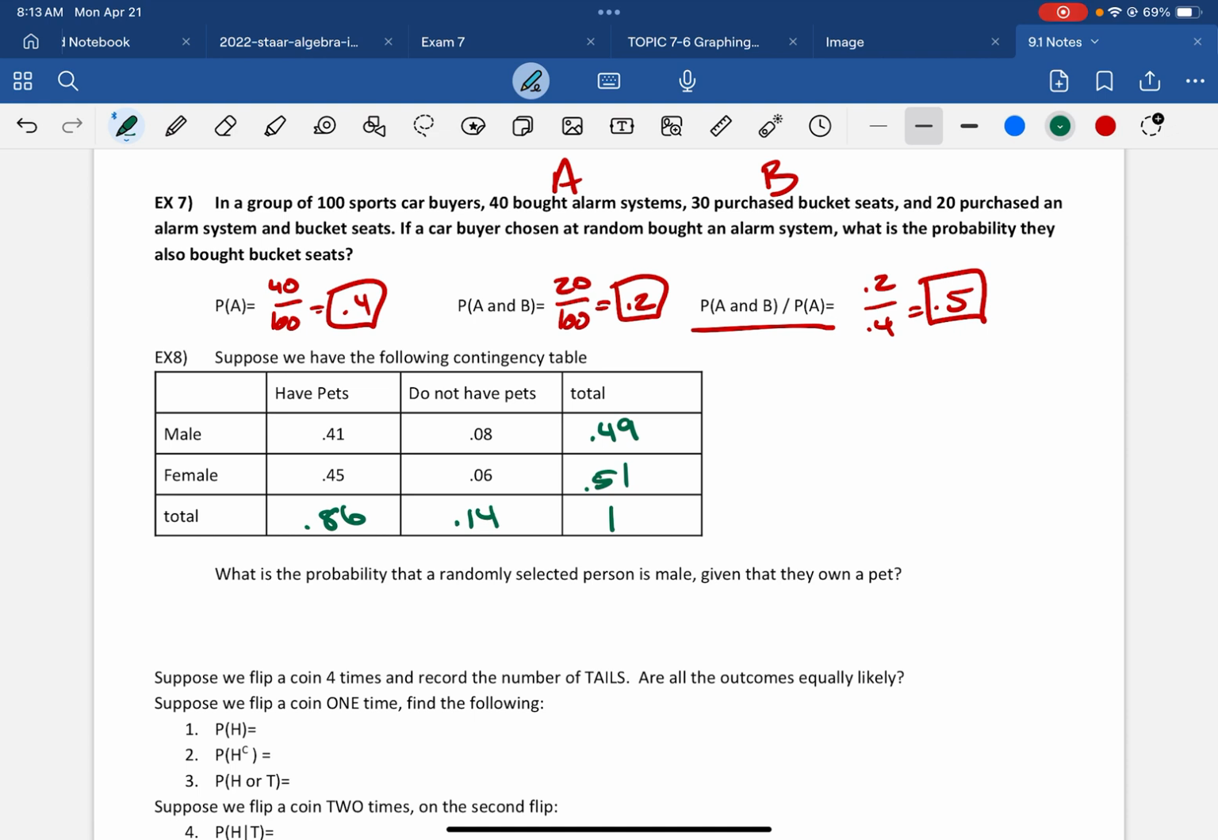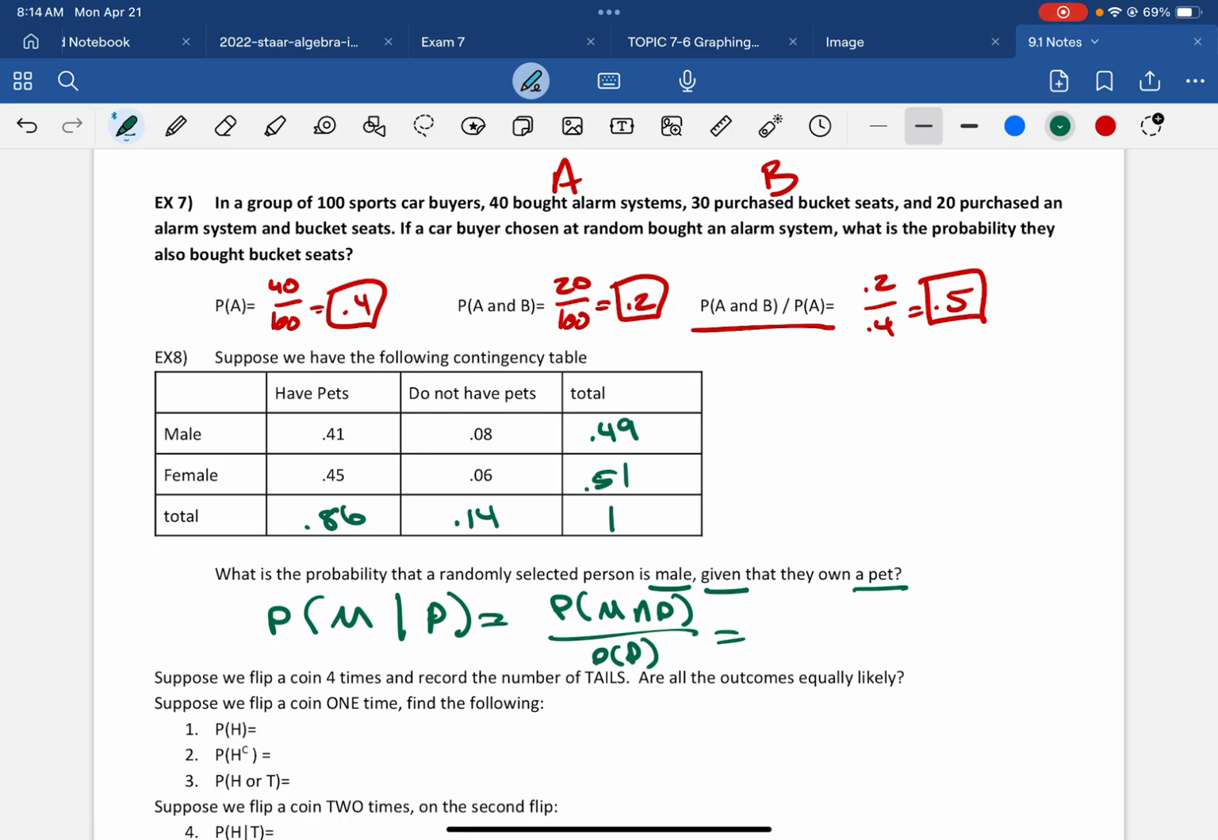Okay, so the question is, what is the probability that a randomly selected person is male given that they own a pet? Male given they own a pet. So the probability that they're male given they own a pet. So we do need to use the formula for conditional probability. Male and pet divided by probability of a pet.